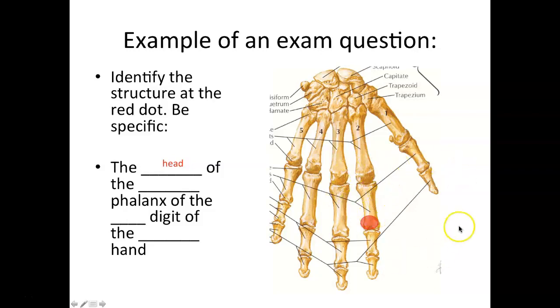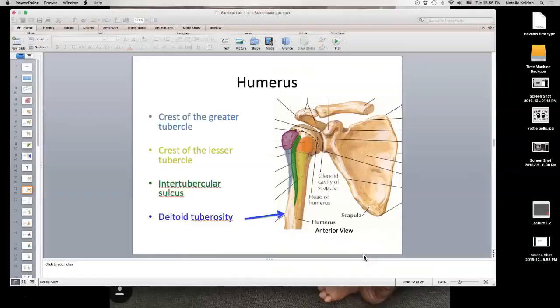So we have to figure out, is this proximal, middle, or distal phalanx? This is proximal, middle, and distal. So we would put proximal there and figure out what digit it is. This is our second digit, okay? And then lastly, this is the right hand, okay?